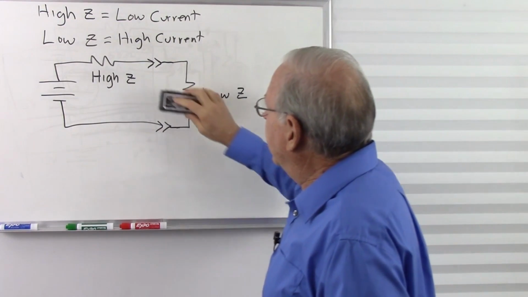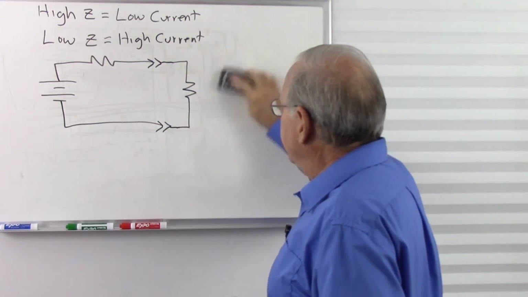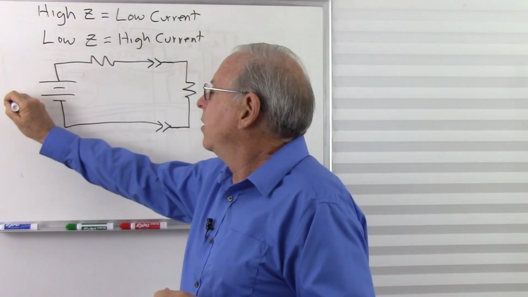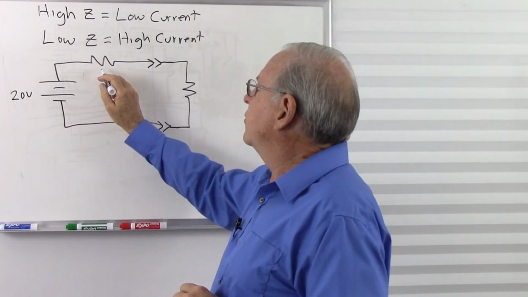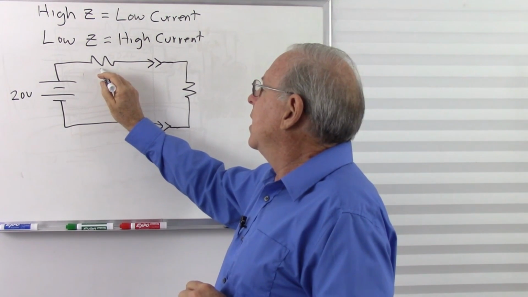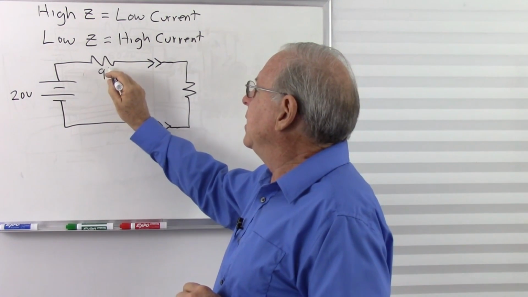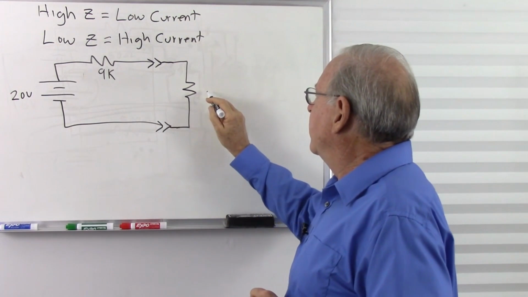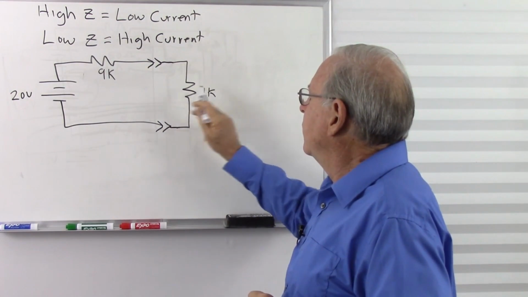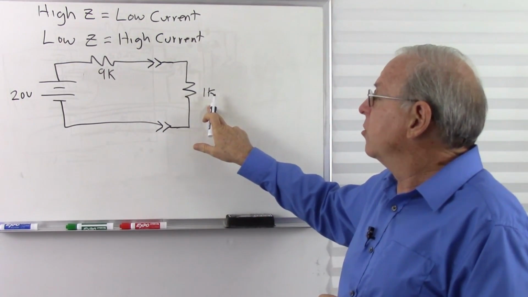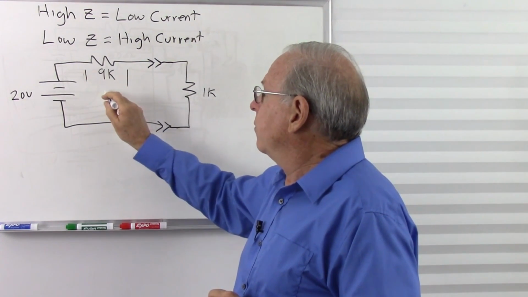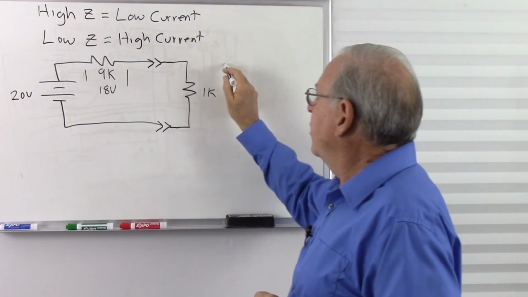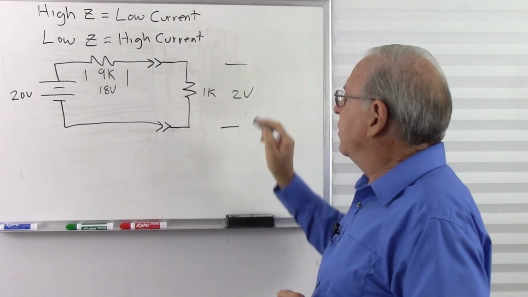Let's take a look at an example of how that might be. Let's say this is 20 volts. And let's say this is, how about 9K, and this is 1K. So a high impedance going to a low impedance. What's going to happen here? Well, I'm going to lose about 18 volts going across here, having only about 2 volts left over.